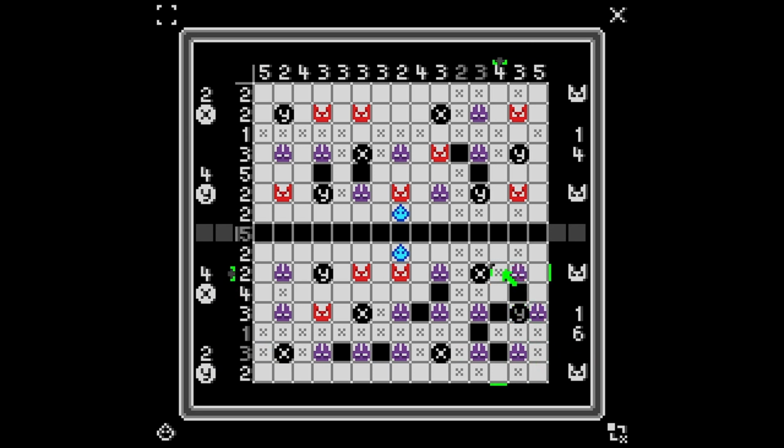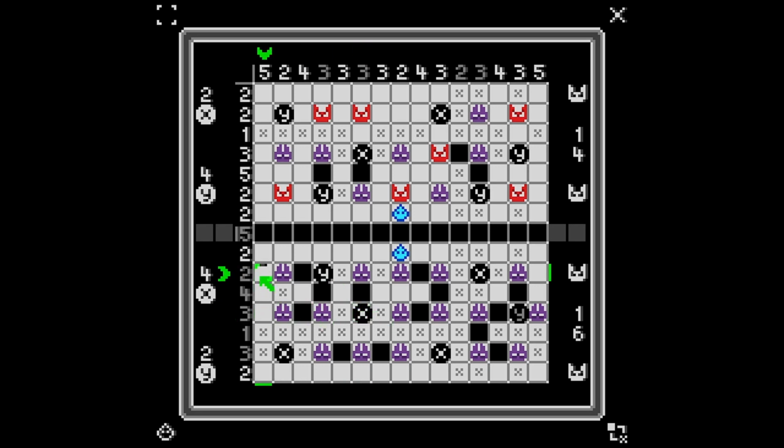This bunny has to be hit by this bomb, which now has 3 targets. So this has to be a wall. This bunny has to be hit by this bomb. So now we need a wall here. And one here and one here. And this bunny has to be hit by this bomb. And we need a wall here.